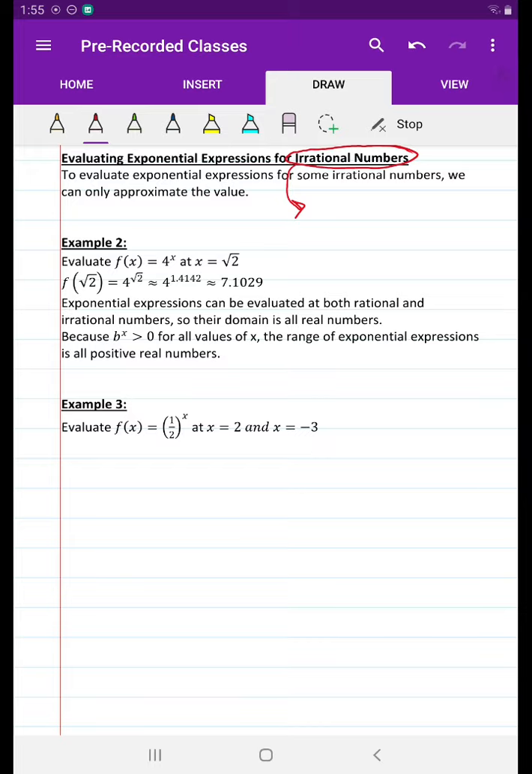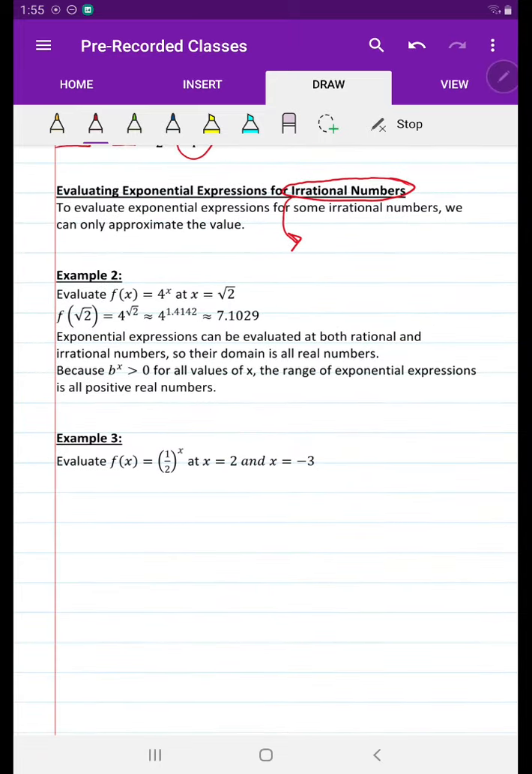So examples are something like pi, 2 pi, or anything that includes pi, or 2.12927, right? Some weird decimal that just kind of goes on forever and ever and ever and doesn't stop, okay? These are irrational numbers, and so if we evaluate exponential expressions with those, we always have some number of decimal places and we can't cut it off.